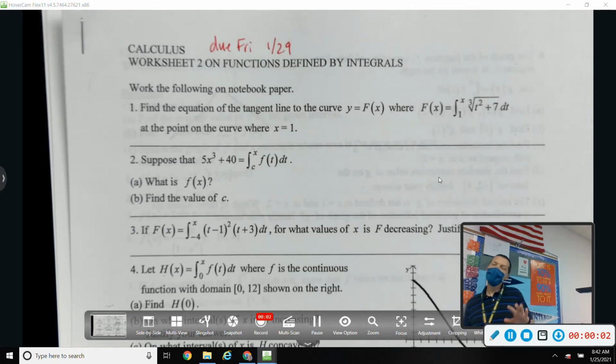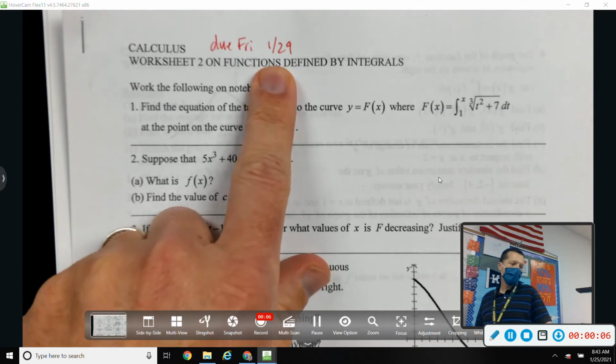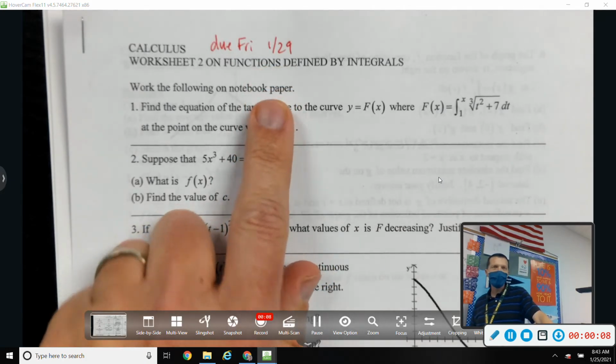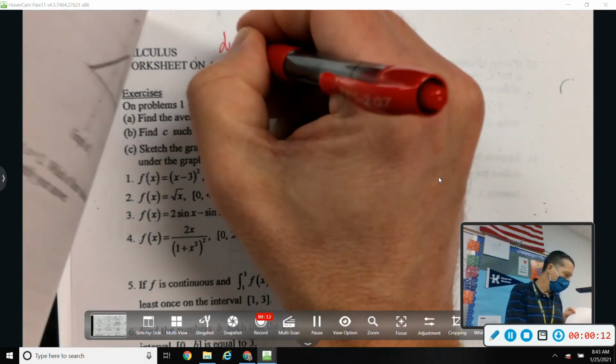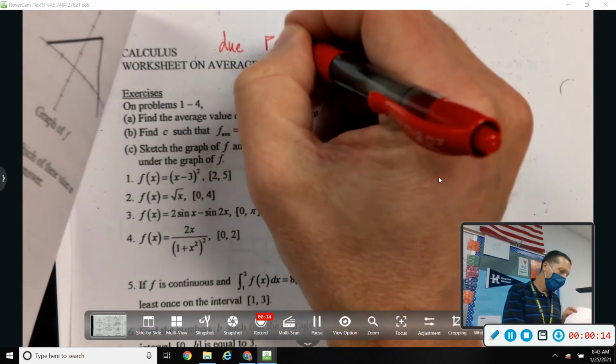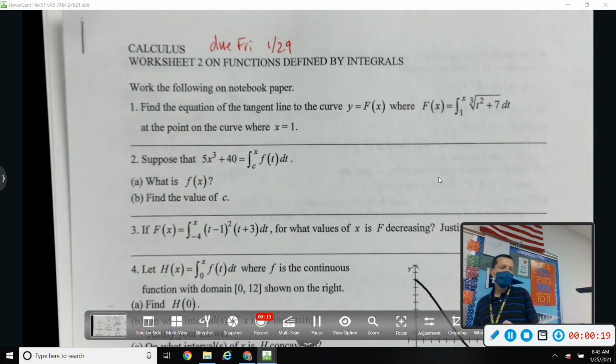All right, so maybe it would be a good idea to put "due Friday 1/29" at the top of this worksheet. That's this Friday. All the other worksheets are due on test day, which would be February 4th. So just that top sheet will be due on Friday, along with the stuff we've already done.